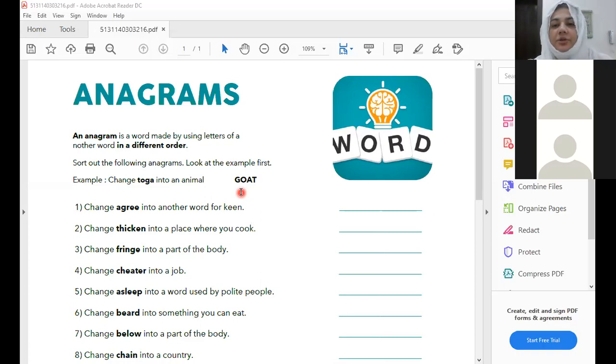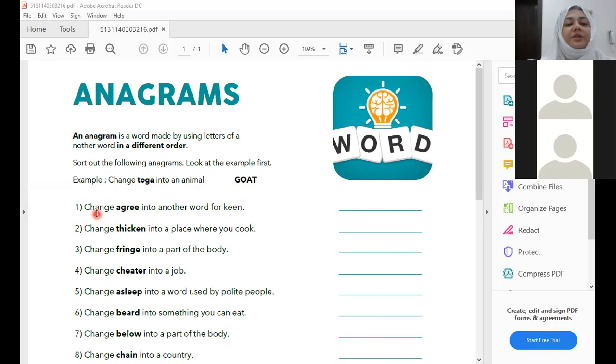Okay, the students who join me now, this is the anagrams lesson, which is part of our English grammar, and there is a lesson shared by the teacher in our Google Classroom. So I am explaining it to you. Now I want my students to help me rearrange this anagram and find another word.